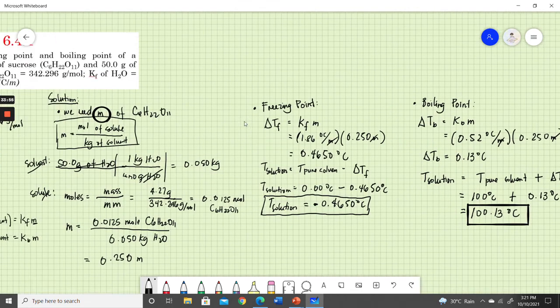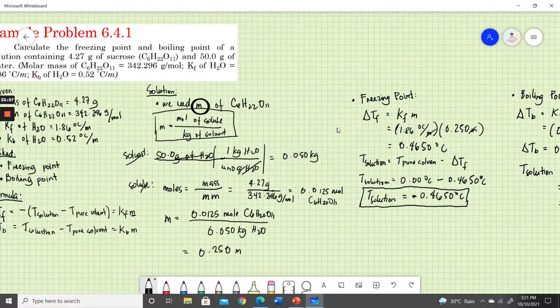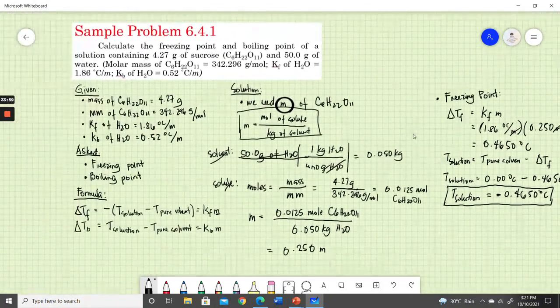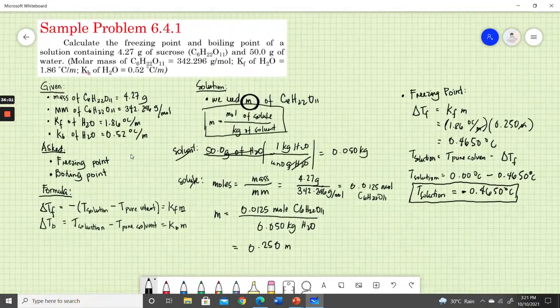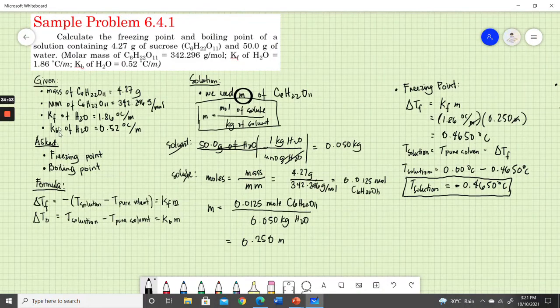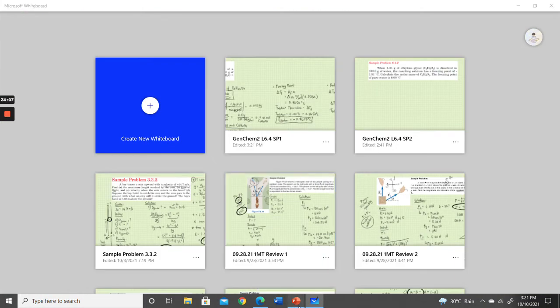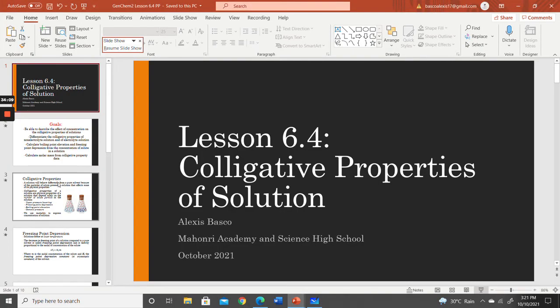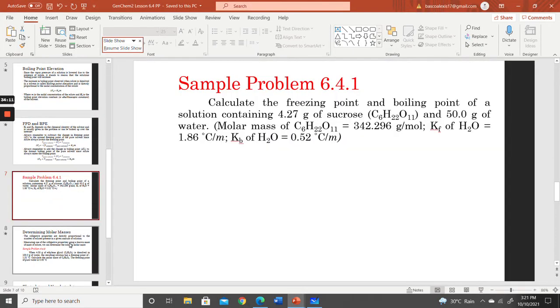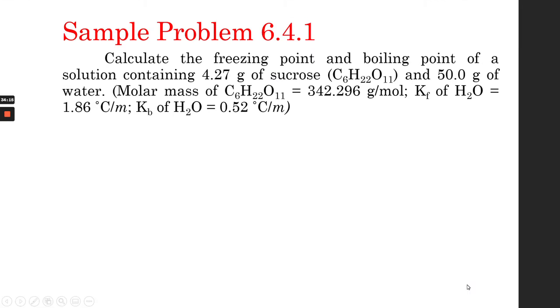Okay, so sorry about my mistake earlier here, but that's how you solve for the new boiling point and freezing point of the solution. Okay, so let's go back to our lesson here. So that's how you solve for the boiling point and the new freezing point.